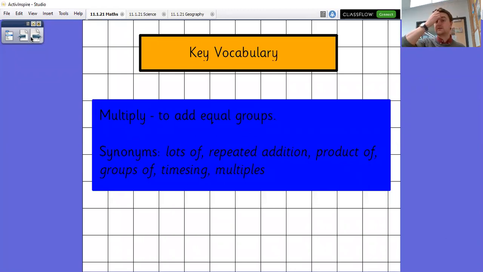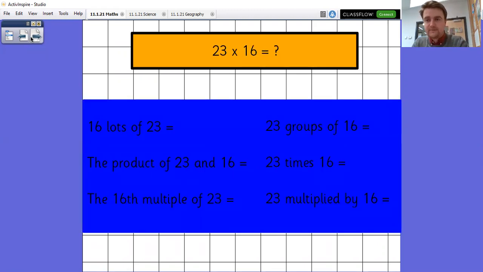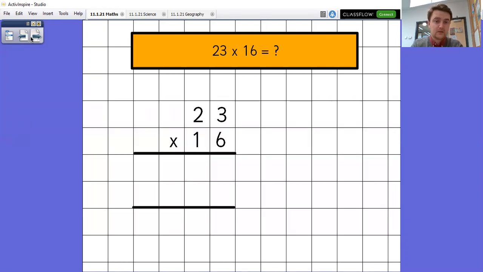Let's remind ourselves of some of the different ways that we might see multiplying in questions. It means to add equal groups together. So we might say lots of, repeated addition, product of, groups of, timesing, or multiples. Our first focus sum is going to be 23 times 16. We could say that as 16 lots of 23, the product of 23 and 16, the 16th multiple of 23, 23 groups of 16, 23 times 16, or 23 multiplied by 16. But we could also see it as repeated addition.